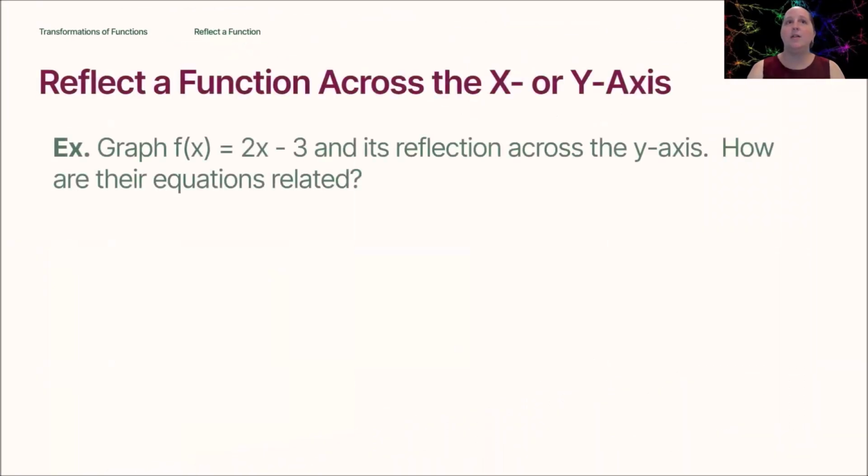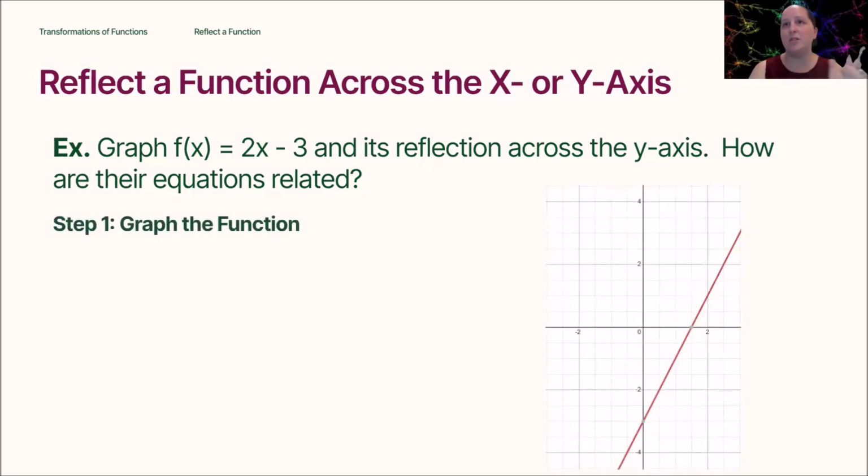Okay. So I want to use that same graph, and I want to reflect it across the y-axis. So like the x-axis went this way, the y-axis is going to go this way. So I'm going to flip it so it's got a reflection across the y-axis. Okay. So since when I cross the x-axis, I changed the y values, when I cross the y-axis, I'm going to change the x values.